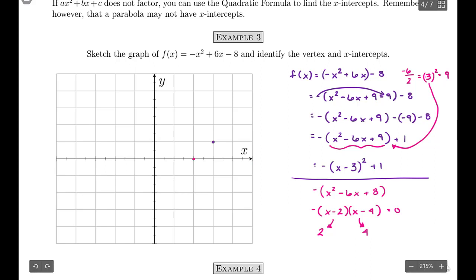Oh, I jumped one. There we go. And again, like I said, we know our graph opens down because A is negative. And there's our graph.